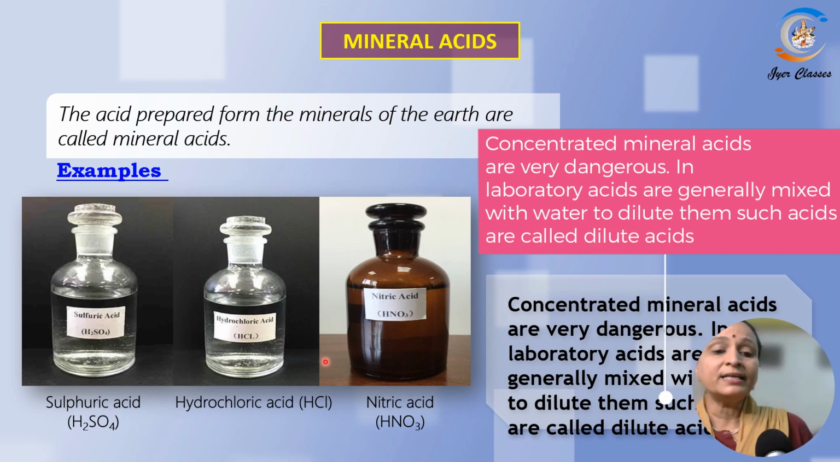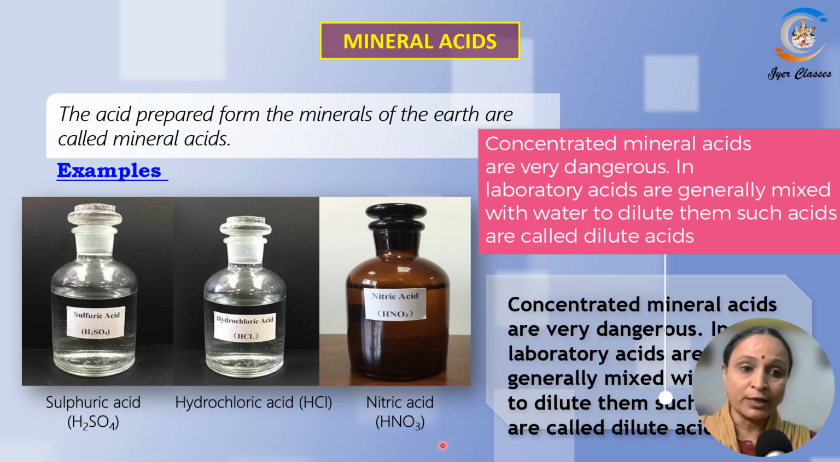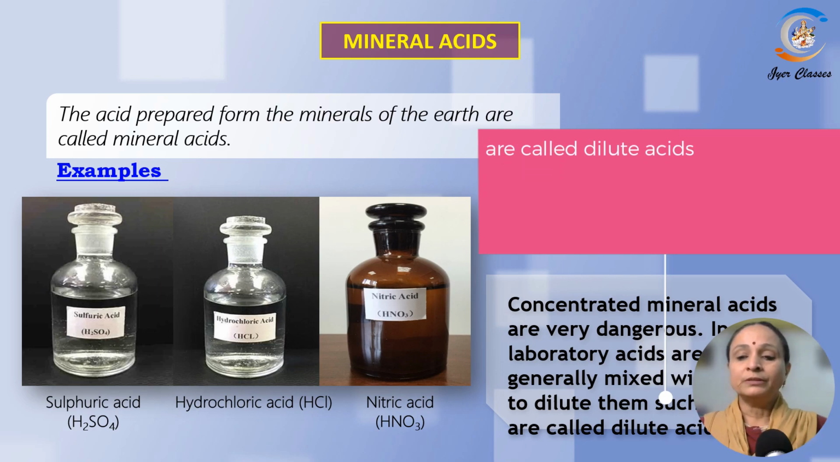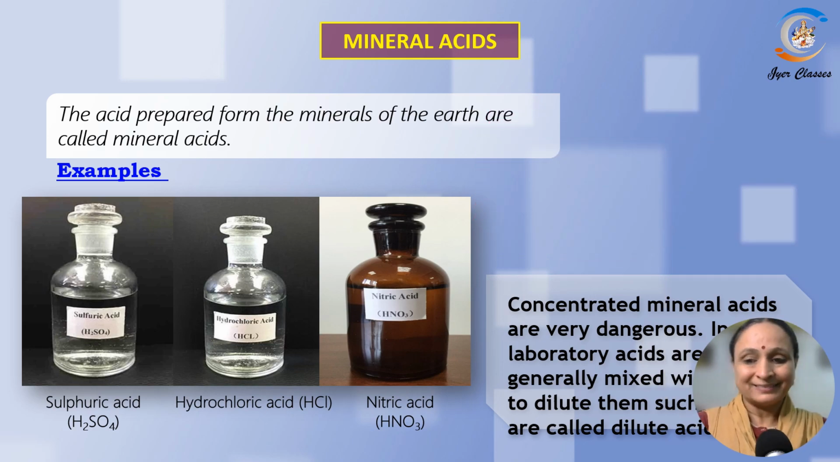Okay, now let's revise. What is sulfuric acid? H2SO4. What is hydrochloric acid? HCl. What is nitric acid? It is HNO3. What are these acids? These are all mineral acids. Why are they known as mineral acids? Because they are formed out of the minerals which are there on the surface of the earth.